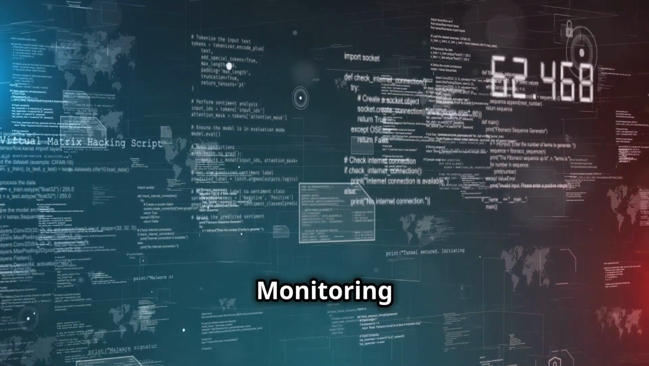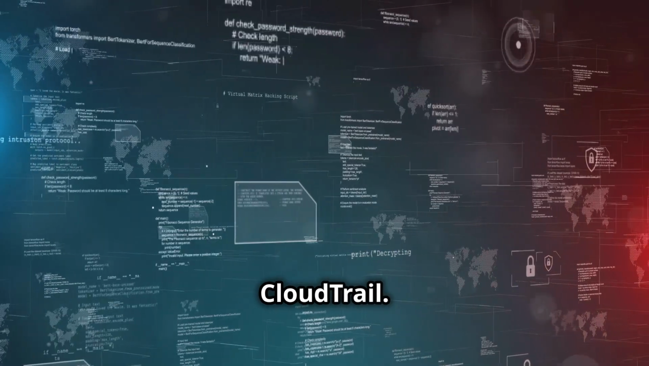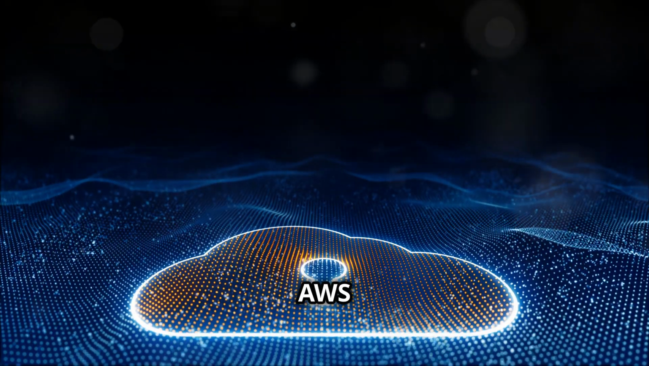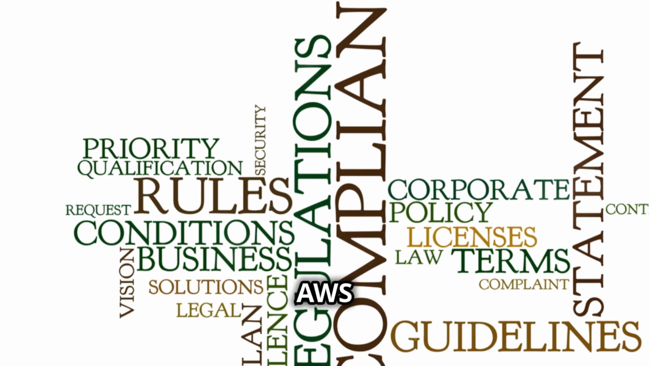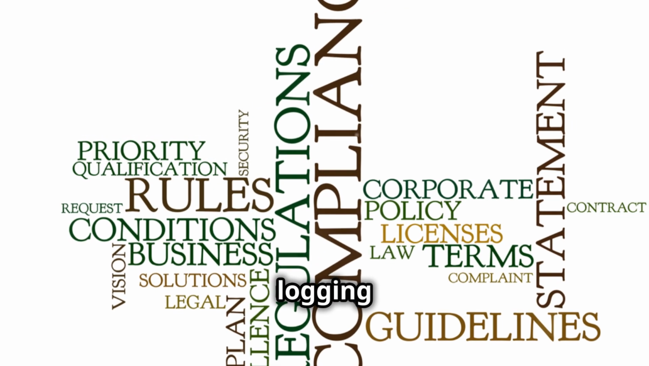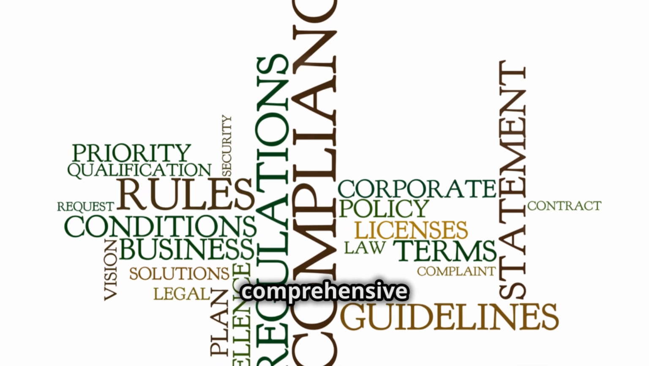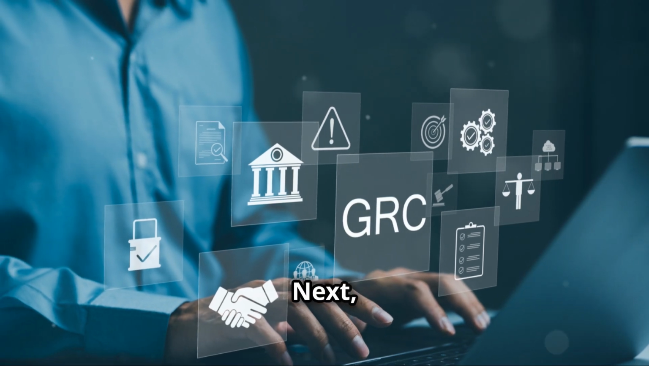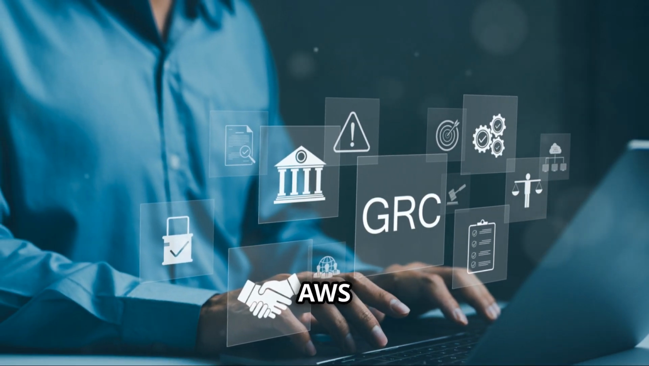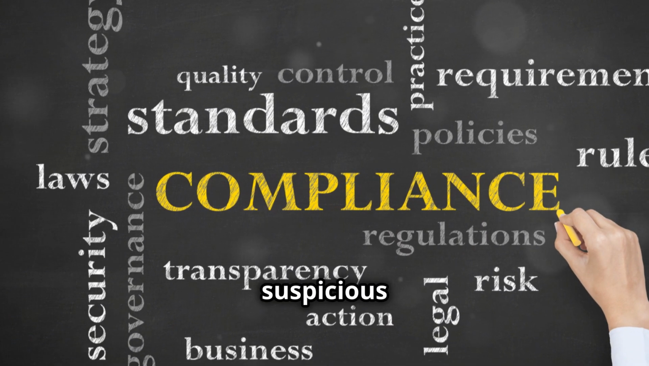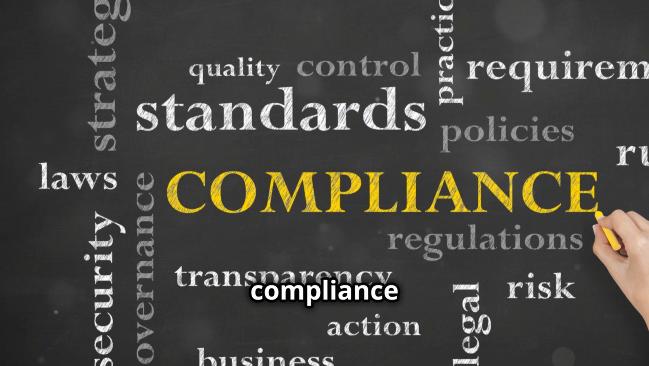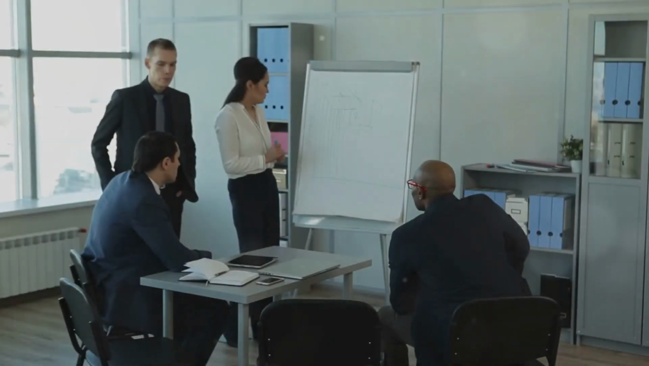Step 5 is monitoring and auditing with AWS CloudTrail. First, set up AWS CloudTrail. CloudTrail enables detailed logging of every action taken in your AWS environment. Enable logging for all AWS regions to ensure comprehensive monitoring. Next, review logs. Use AWS CloudWatch or third-party solutions to review CloudTrail logs for suspicious activity or to fulfill compliance reporting requirements.